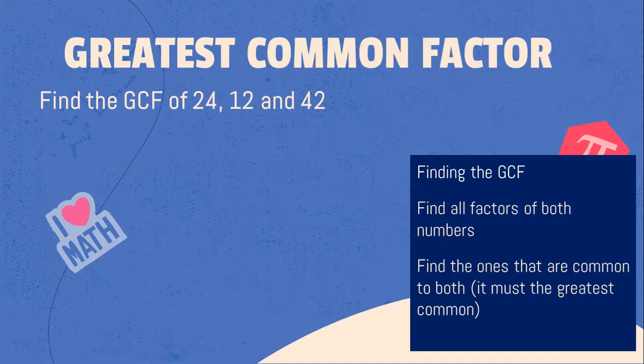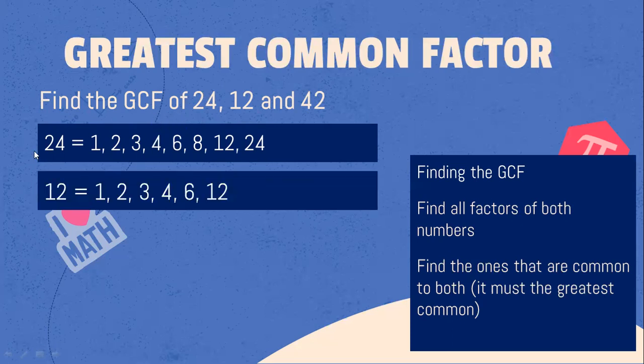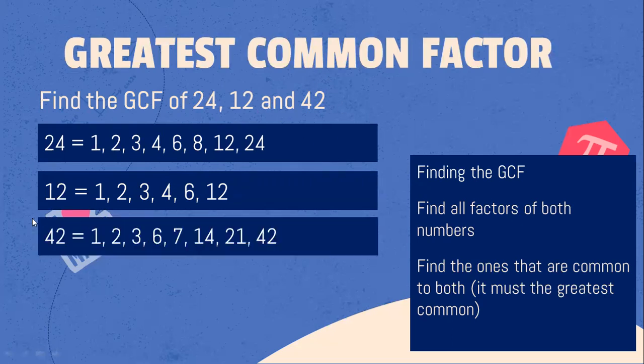Okay, let's answer all together. What are the factors of 24? The factors of 24 are 1 multiplied by 24, 2 multiplied by 12, 3 multiplied by 8, 4 multiplied by 6. What are the factors of 12? 1 multiplied by 12, 2 multiplied by 6, 3 multiplied by 4. Next one, what are the factors of 42? The factors of 42 are 1 multiplied by 42, 2 multiplied by 21, 3 multiplied by 14, 6 multiplied by 7.